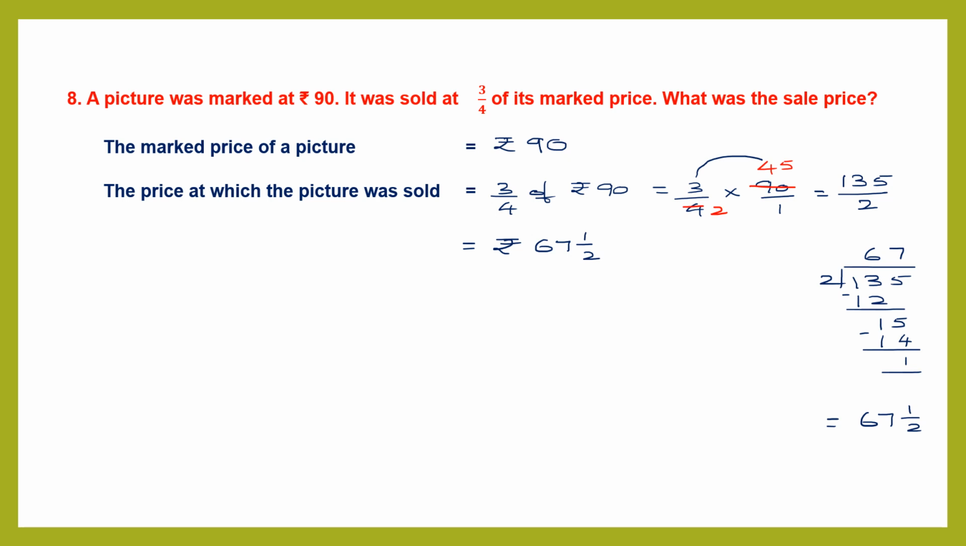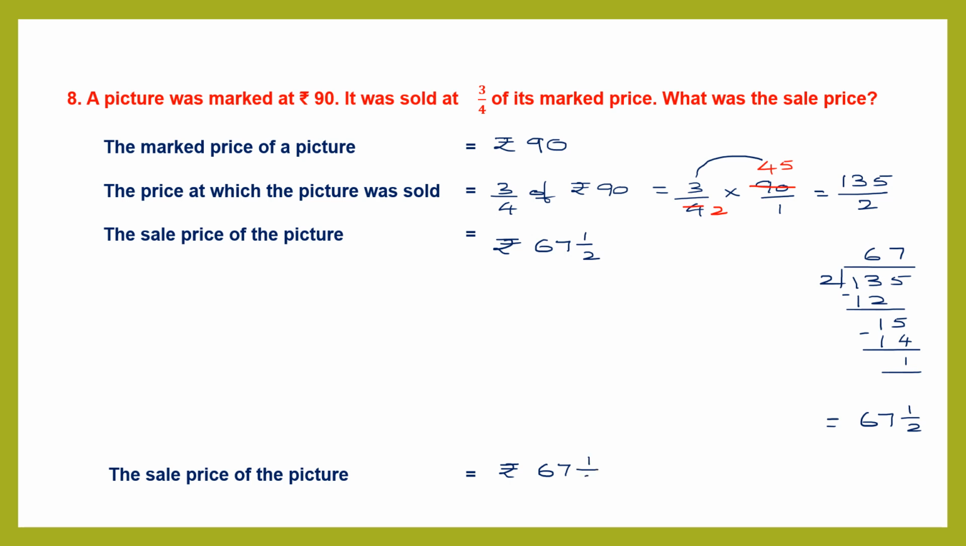So we have been asked what was the sale price. So we've got our answer. The sale price of the picture is 67 1 by 2 rupees. Let's write it down again, rupees 67 1 by 2. When we convert to rupees and paisa, it becomes rupees 67 and half of a rupee, which is 50 paisa. So this is our final answer.